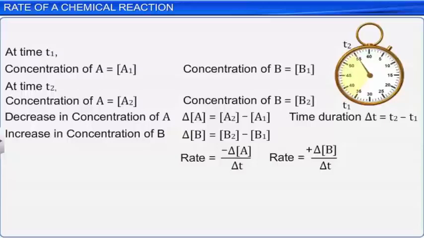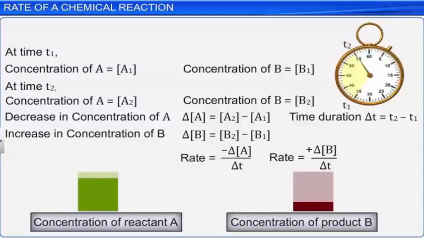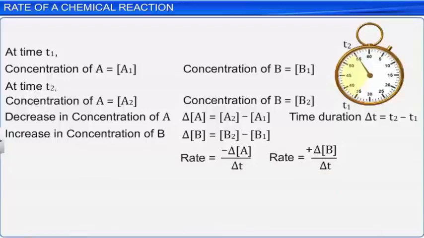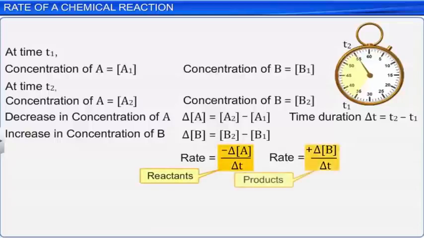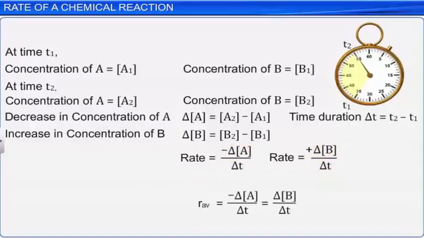However, the rate of reaction is not constant. It changes with time. The rate of disappearance of reactants gradually decreases with time as the reactants are consumed, and the rate of the appearance of products increases with time as the products are formed. Hence, the rate of reaction is always taken as the change in the concentration of the reactants or products in a definite interval of time. This is called the average rate of chemical reaction, which is given by this equation.